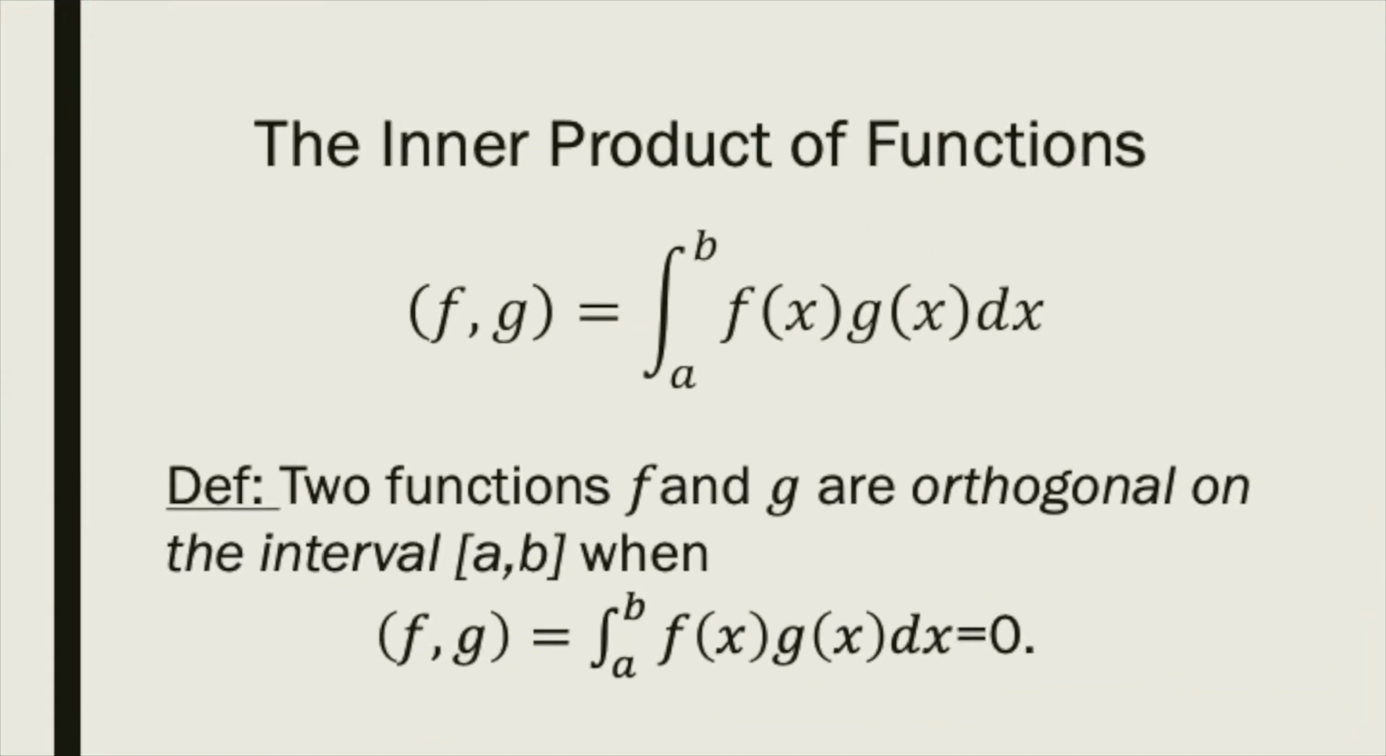With that in mind, we define the inner product of two functions f and g over an interval from a to b as the integral over that interval of the two functions multiplied together. We can then say that f and g are orthogonal if the inner product is equal to 0.